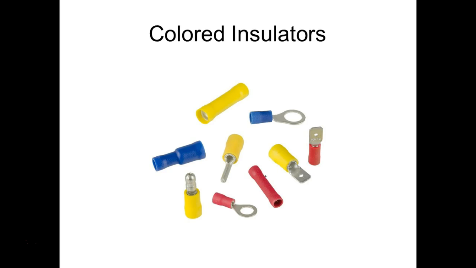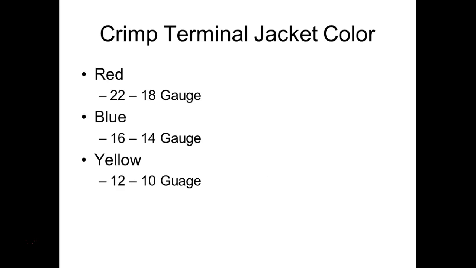So these are the colors of the insulators, and we already went into this, so I got a little ahead of myself because that was just the introduction. So these are the colors right here that we'll run into. Red is anything between 22 and 18, blue is between 16 and 14, and then yellow is between 12 and 10. Now, if you knew the diameter of this wire, you could literally take multiple wires and twist them together in a real nice spiral, and you could crimp these.